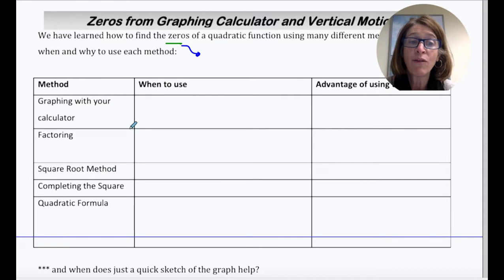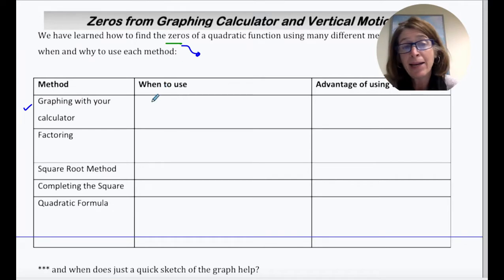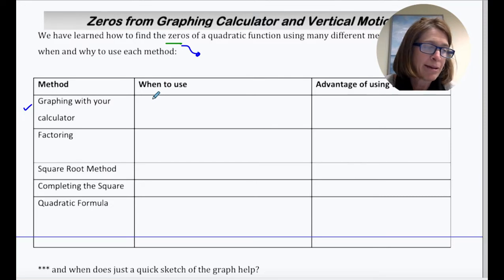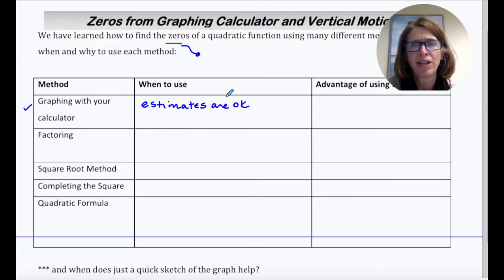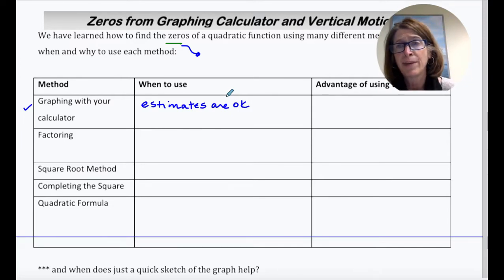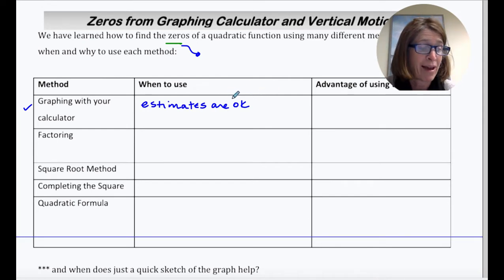So we can solve a quadratic by graphing, with our calculators. So when would I use that? Well, I actually could use that at any time. I tend to use it when estimates are okay. Or I tend to use it if it looks like it's going to be a really involved question and I just need to have a general sense of what the root is, or a decimal representation would be fine for the root. And if a calculator is allowed.